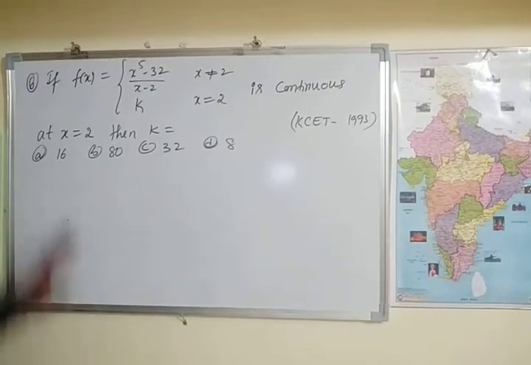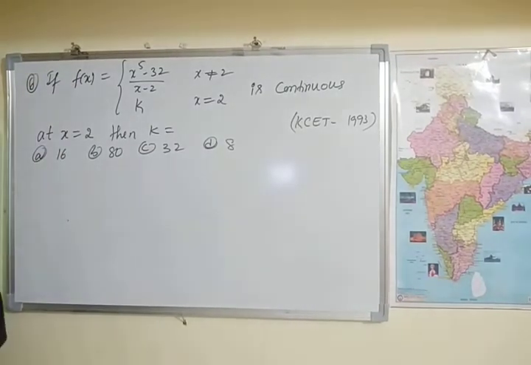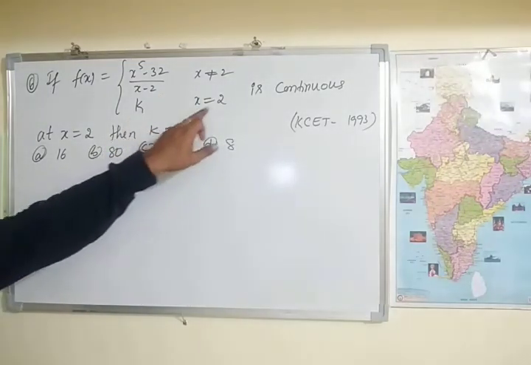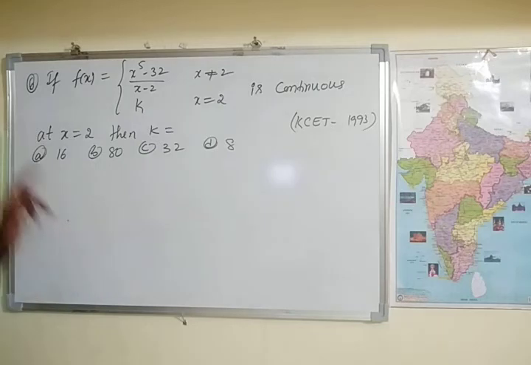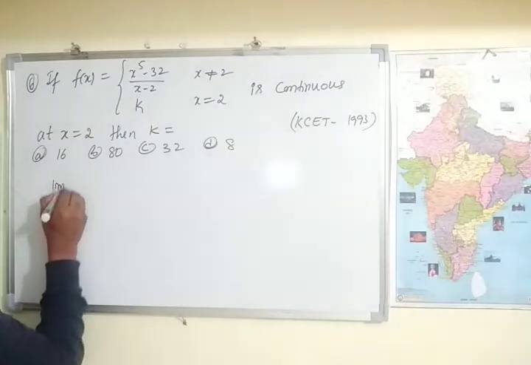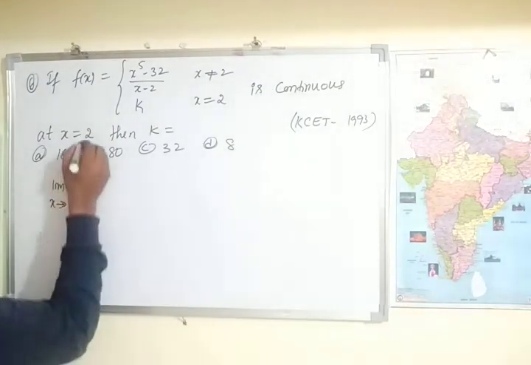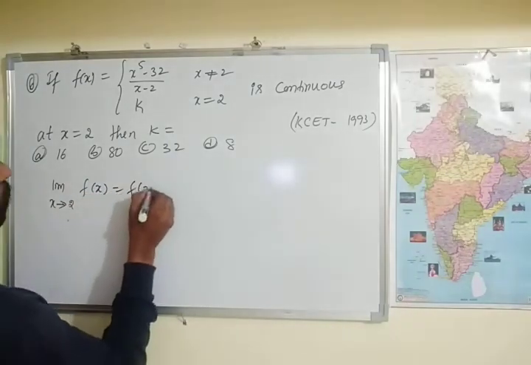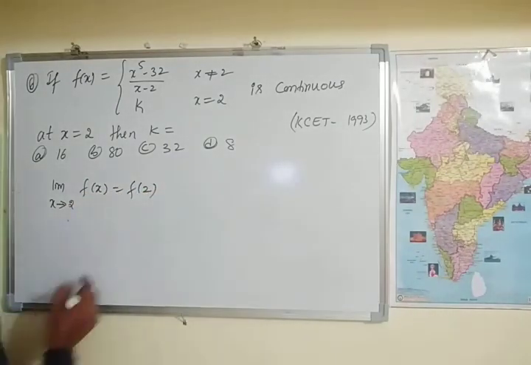So here we have the function f of x is x to the power 5 minus 32 divided by x minus 2, for x not equal to 2, and k for x equal to 2, is continuous at x equal to 2. Then the value of k is. See now here the function is continuous. We use the definition limit x tends to a, here a is 2, f of x is equal to f of 2, same as the previous form at x equal to 2.